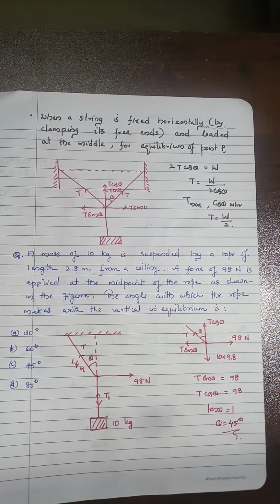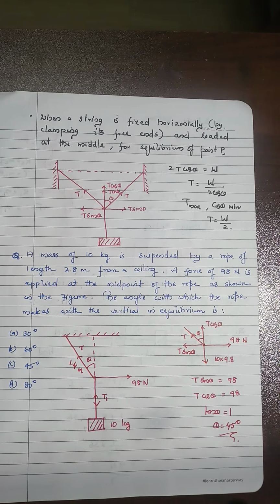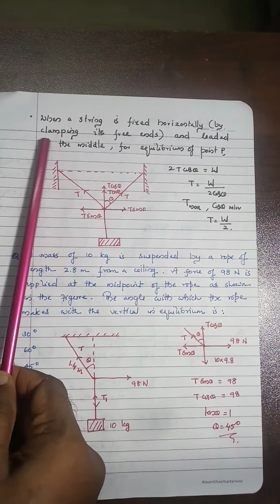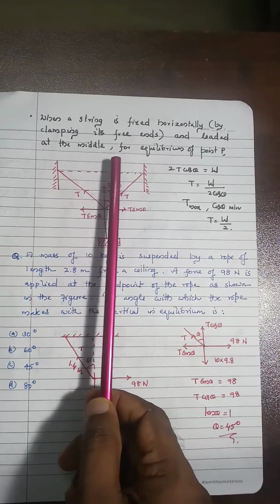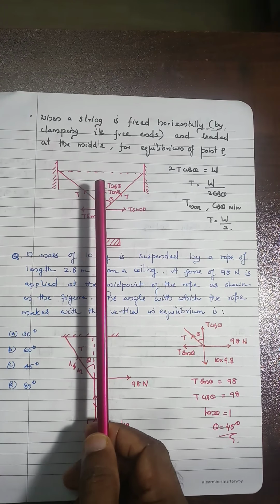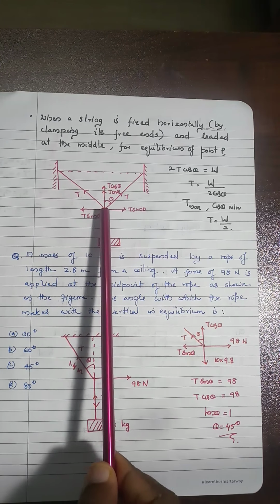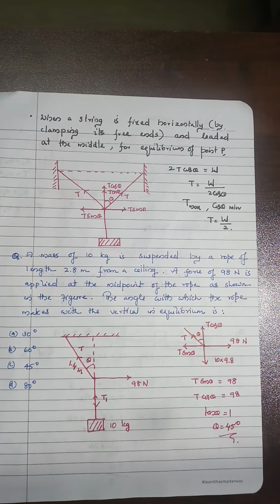The first one is a very good concept. When a string is fixed horizontally by clamping its free ends and loaded at the middle for equilibrium of the point, suppose this is the point P and it is in equilibrium because of the mass, the weight W.